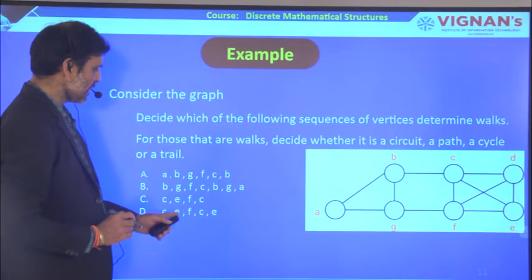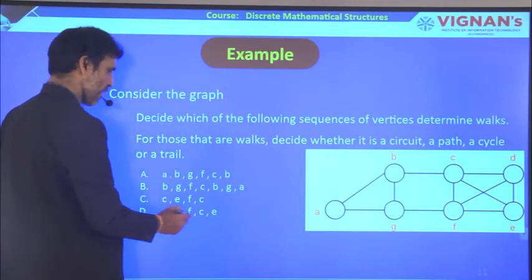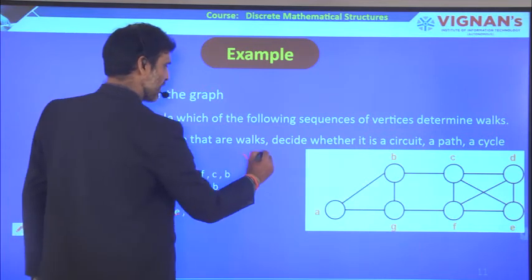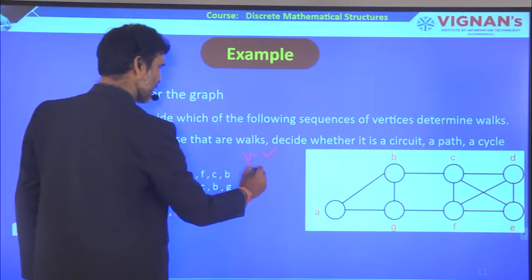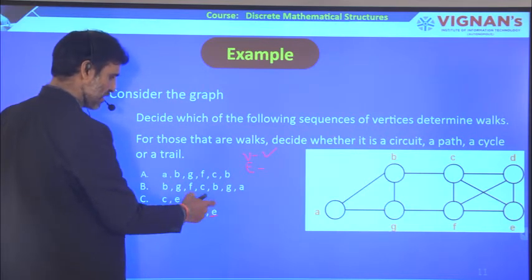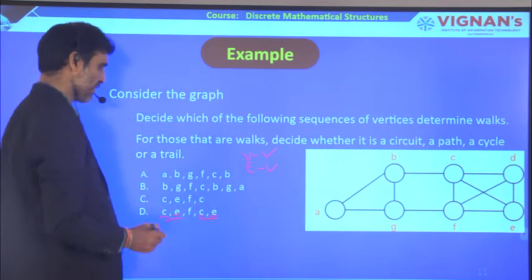Now D, C, E, F, C, E. So now again, what is this? Vertices are repeated here. Whether edges are repeated or not, you have to check. C to E, E to F, F to C, C to E. C to E is there, C to E is there. So this is also repeated.